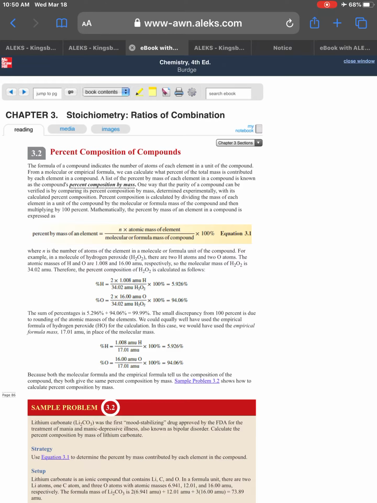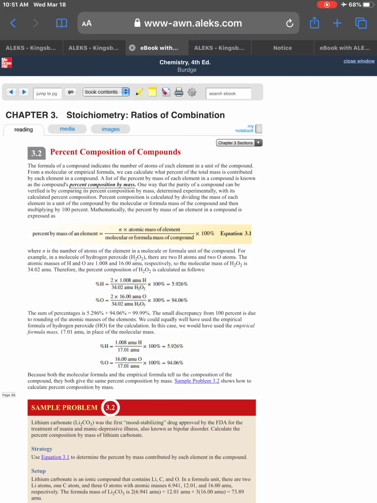We could equally well have used the empirical formula of hydrogen peroxide, which is OH, for the calculation. So if someone told us the empirical formula for hydrogen peroxide is OH or HO, we could use that as well. And we get the same answer. And that's an important point, which is if you have the molecular formula and you have the empirical formula, you will get the same percent composition by mass.